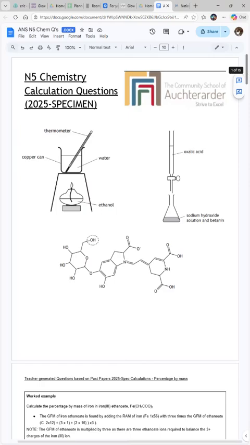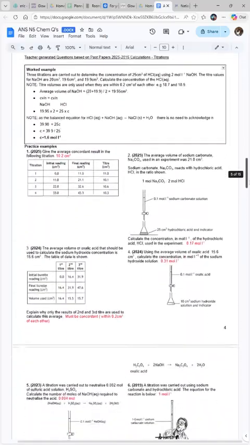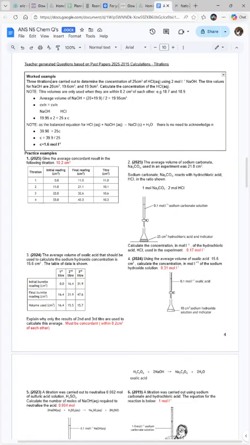In this video, we're looking at National 5 Chemistry calculation questions. Specifically, we're going to look at everyone's favourite, which is the titration question. So a good place to start is this word example.